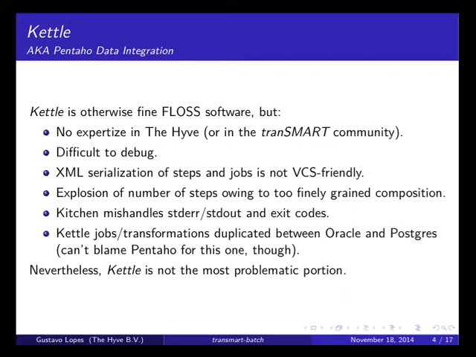And finally, this is not so much a problem of Kettle itself as a mistake on the part of the people who wrote these Kettle jobs, which are completely duplicated between Oracle and Postgres. The Kettle job transformations for Postgres and Oracle look almost the same, but instead of those different parts being abstracted away in some way, they are just copied over. So when you want to make a change, you have to make it in the Kettle files on both sides. Nevertheless, Kettle is not even the most problematic portion.